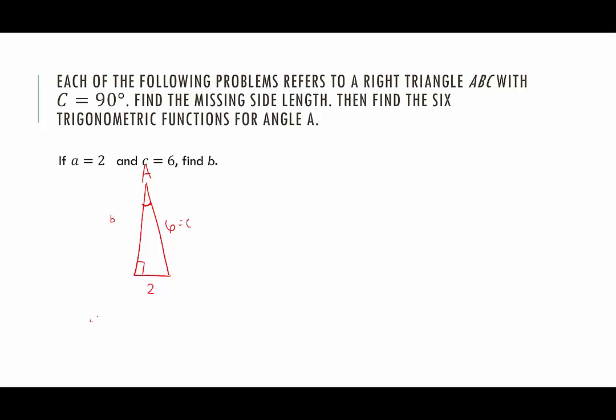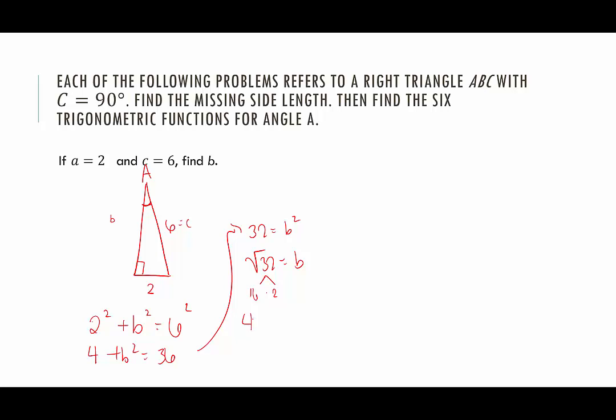So we're missing b, so we're going to say a squared plus b squared equals c squared. 2 squared is 4, so we get 4 plus b squared equals 36. This means that 32 equals b squared, so the square root of 32 equals b. We can throw out the negative because we're talking about the side length of a triangle. Simplifying the square root of 32, 16 is a perfect square factor, so this would simplify to 4 radical 2 equals b. So over here where I put b, I'm going to replace it with 4 radical 2.